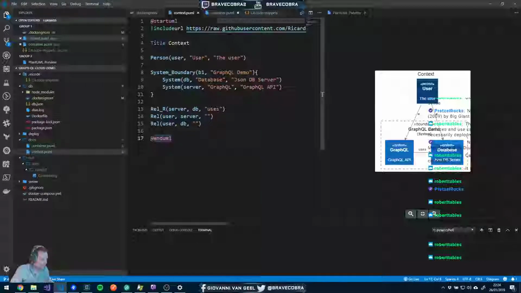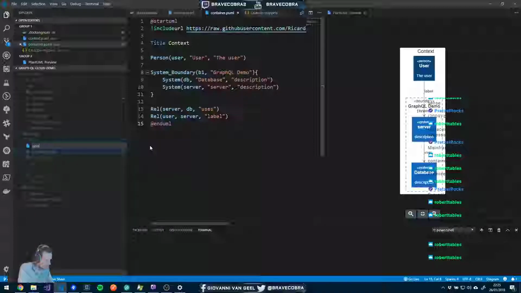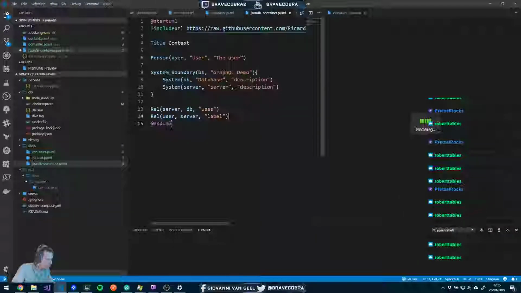Okay, so now for the internals of the GraphQL. Now you want to do the database first, right? Okay. So let's just make a new file there, and we've got the JSON database as a container, and start copy pasting. Right, there we go. We'll get rid of these.